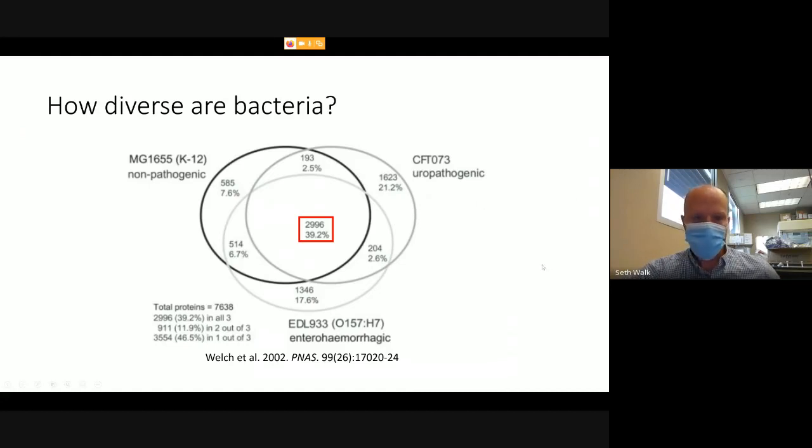E. coli is in 90% of people. We carry it around normally in our gut microbiome. It's a healthy microbe to have in us. We call it a mutualist.